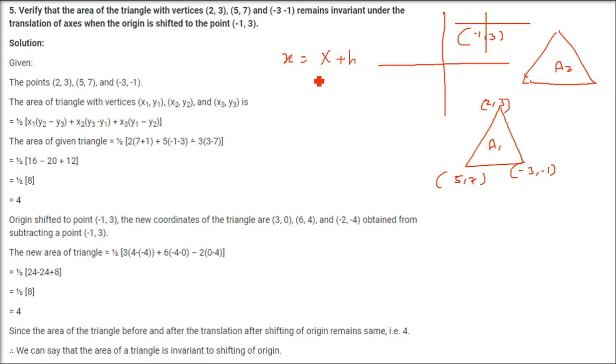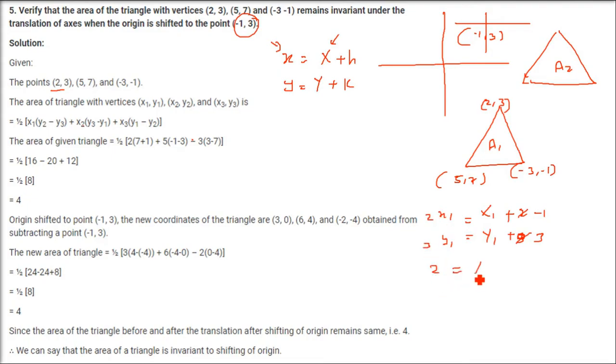We have a clear formula. x equals capital X plus h. Initial is small x, final is capital X. Then we have small y as capital Y plus k. So for x1, y1, let us see the first one. x1 equals X1 plus h, and initially we have h and k. This is h and k, and h and k is given as -1 and 3. Right, in place of h and k we are going to put -1 and 3.